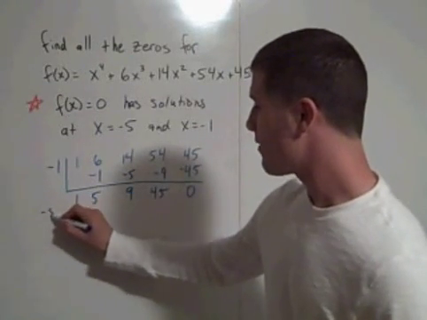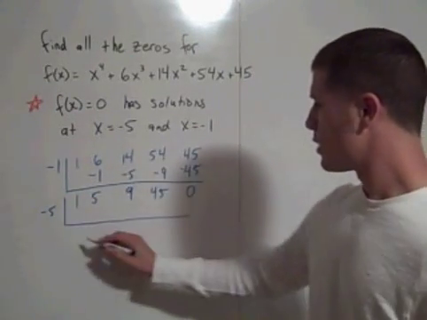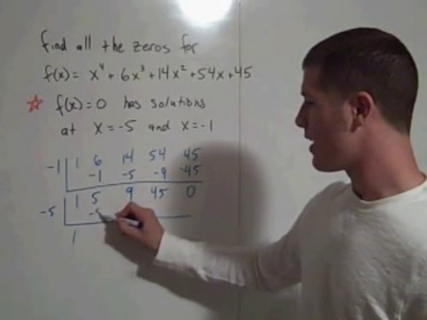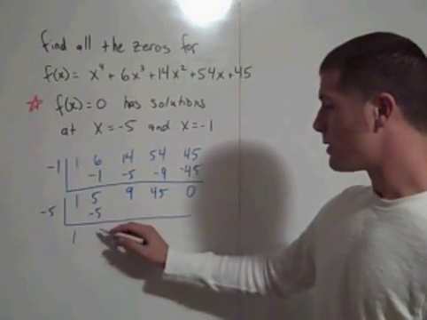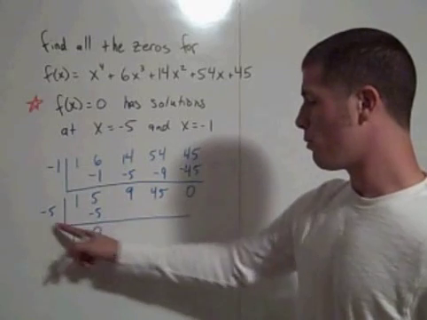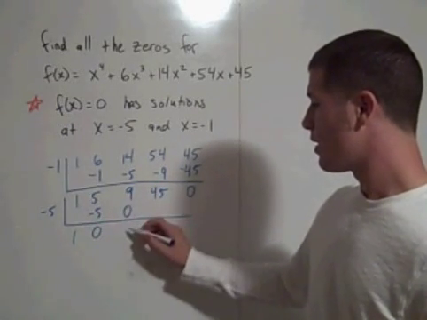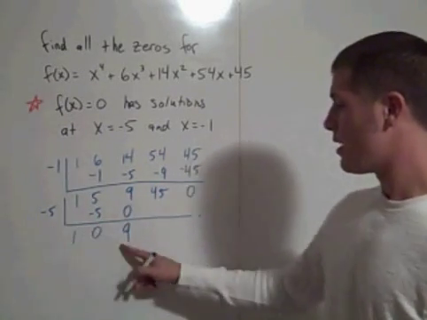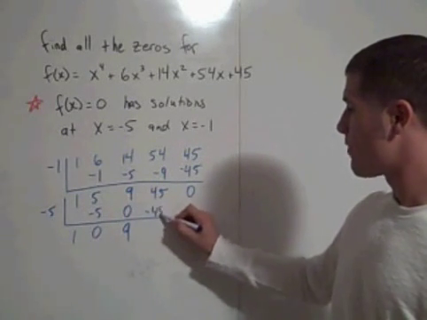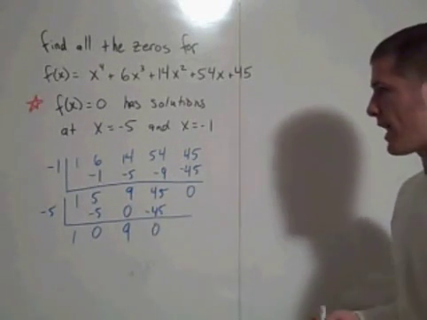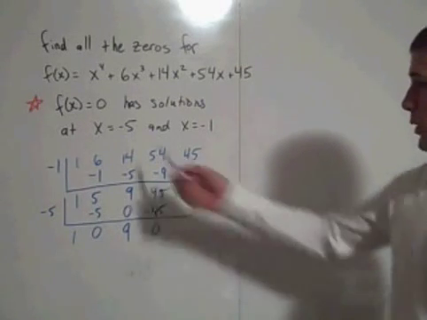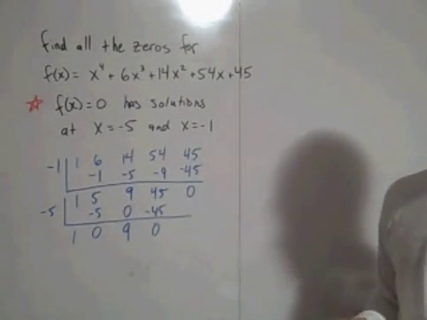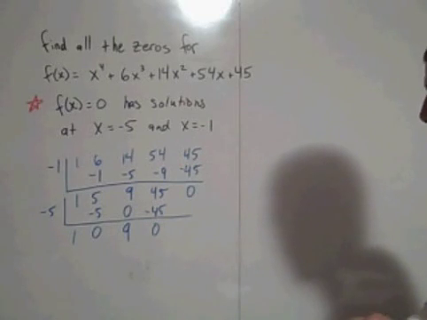So we'll have negative 5 out front. Drop the 1, multiply, we have negative 5. Add these up, we have 0. Multiply, we have 0. Add these up, we have 9. Multiply, negative 45. And again, we have 0, which is exactly what we expected, since we knew that negative 5 was the solution when we graphed it in our graphing calculator.